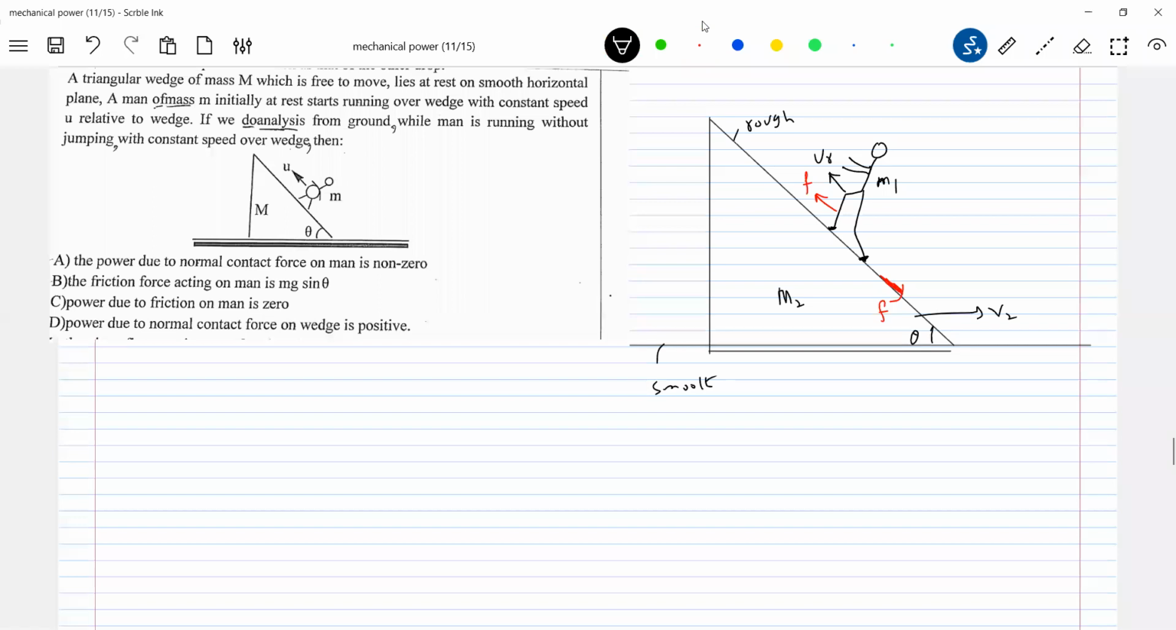Now, whatever the normal contact here is like this. Sir, it would be left, no, sir. No, right, right. It will be right. Why, sir? Like a person walking on a plank, the frictional force will make it. So the component of friction will shift the wedge towards right.